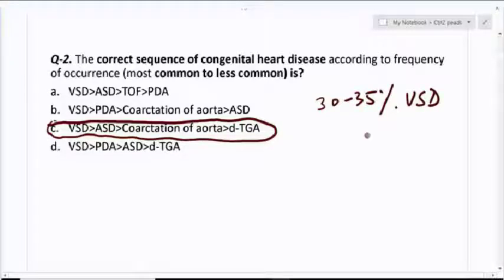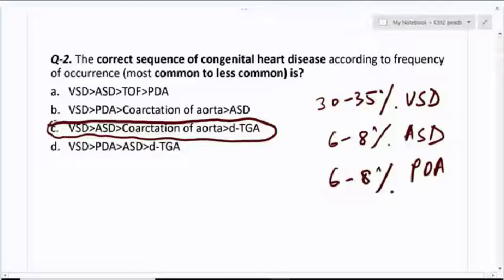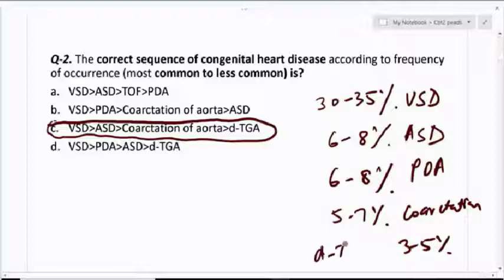Atrial septal defect is seen in around 6 to 8% of all congenital heart defects, followed by PDA, which is also seen in around 6 to 8% of these babies, followed by coarctation of aorta, which is quite rare. Around 5 to 7% of babies would have a coarctation. TGA is a very rare anomaly overall, seen in around 3 to 5% of babies worldwide.